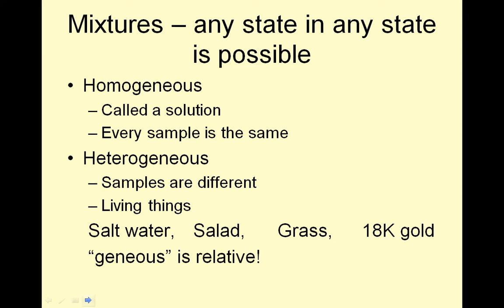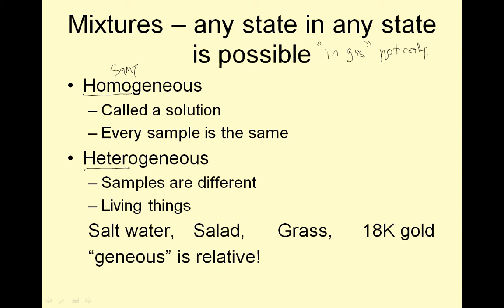Mixtures. Any state in any state is possible. So I can have solid and liquid, liquid and liquid, liquid and gas, all that kind of thing. Things in gas don't really happen, except for gas and gas. Homogeneous, the prefix homo means the same. It's called a solution, and every sample will be the same. Heterogeneous, hetero means different. So the samples are different.